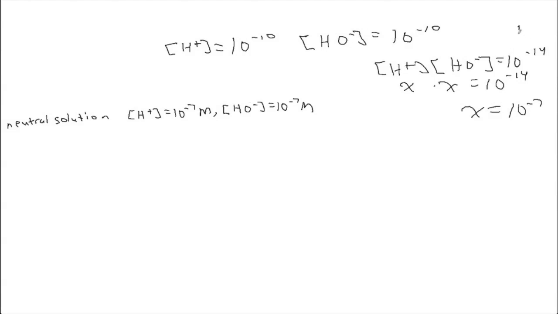Now, remember this is the kW. kW is different at different temperatures. Remember, this is the kW at room temperature. If you were at a different temperature, the kW would be different, and then these concentrations could be different in a neutral solution. So if you change to a different temperature where the kW is 10 to the negative 20, well, then a neutral solution would have proton concentration 10 to the negative 10 and hydroxide 10 to the negative 10. In any case, the body's not exactly at room temperature, but it's close enough that the kW is pretty close to 10 to the negative 14.